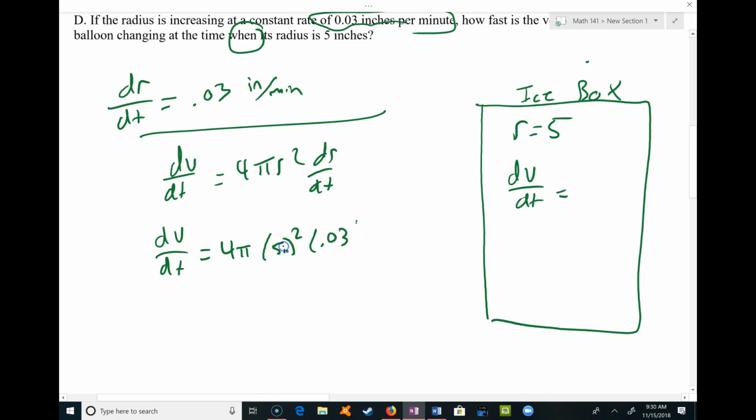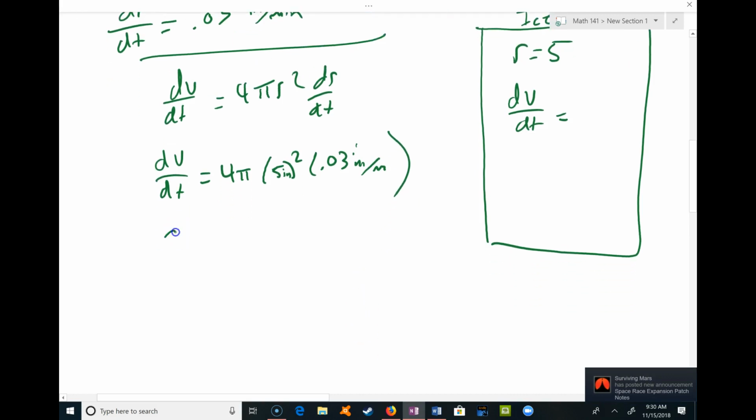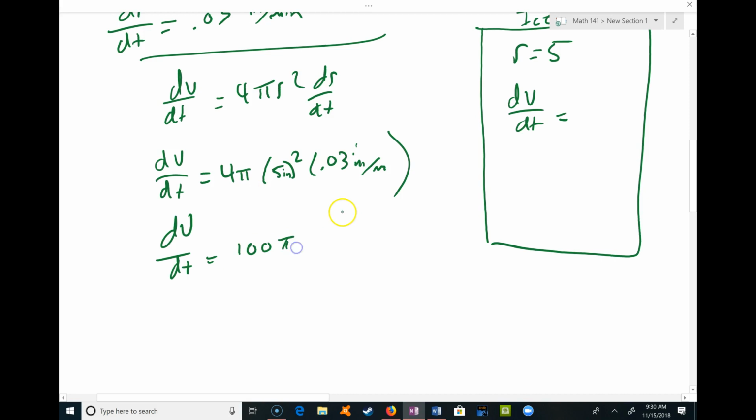Now, just to be cool, we'll probably put the inches in here. Putting the units in can really be helpful. Okay? Now we're just going to simplify this. dV/dt is equal to, let's see, 25 times 4 is 100 pi times 0.03. Whoops, sorry. That would be 3 pi. And that would be inches cubed per minute.